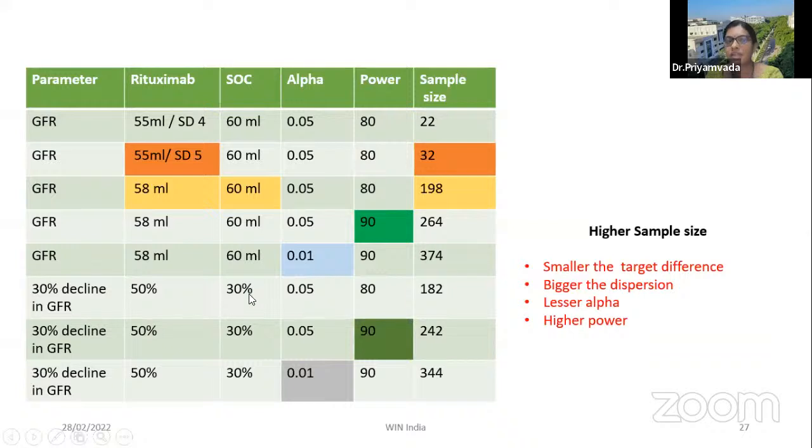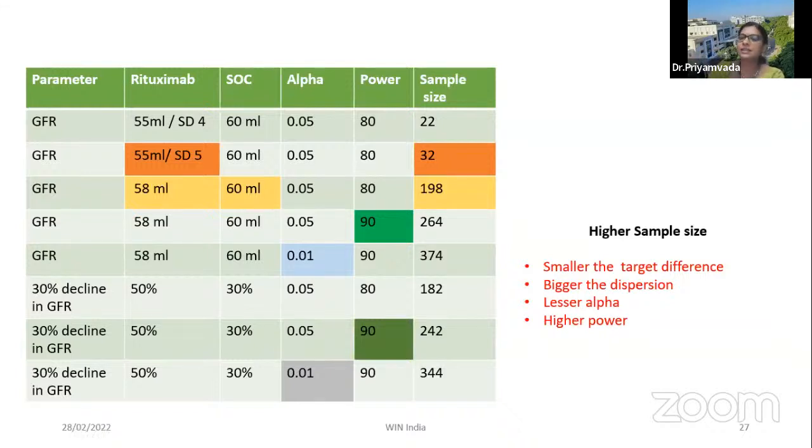To demonstrate a 20% difference in a categorical variable, that's a 30% decline in GFR again, I need 182 patients at an alpha error of 5% and a beta of 20% and a power of 80%. Now, if I change the power from 80% to 90%, all the other parameters remaining same, I have to recruit 242.